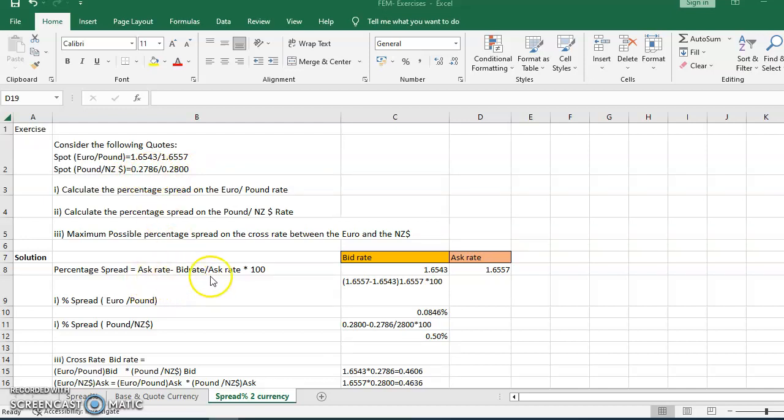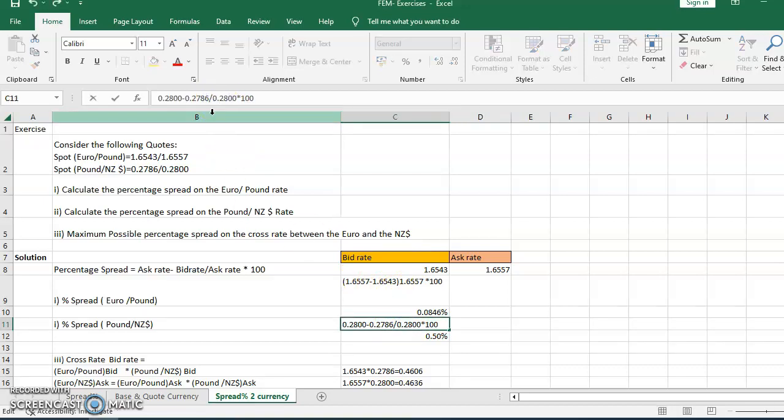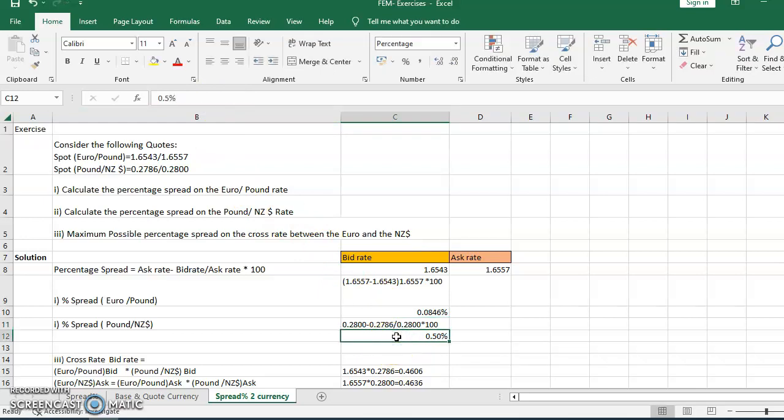So applying the same formula, ask rate 0.2800 minus the bid rate, which is 0.2786, divided by 0.2800, I think I'll make this correction, into 100. So the percentage spread is close to around 0.500.